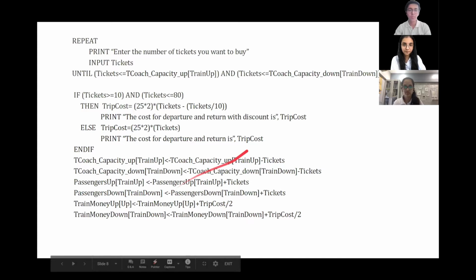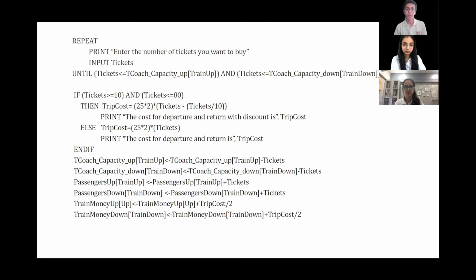We now move on to taking the inputs for the number of tickets the user would like to buy. We begin with a repeat until loop, which is again used as a validation check in this case. We prompt the user to enter the number of tickets and store the value in the variable tickets.